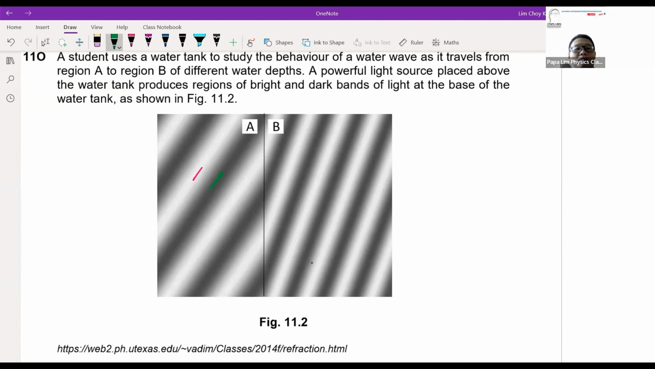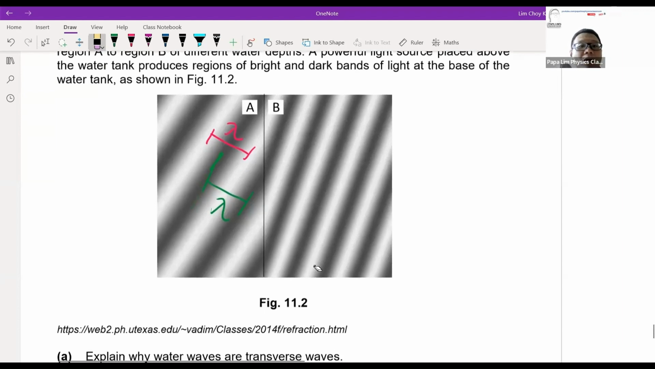Remember, between crest to crest, it will be 1 lambda. Between your crest to crest, or between your trough to trough, this will be your lambda. Just a small thing to take note of; they mean the same thing. It's just crest and trough.